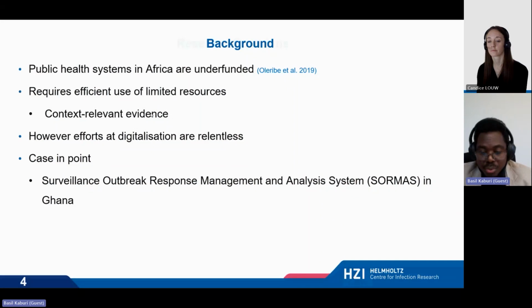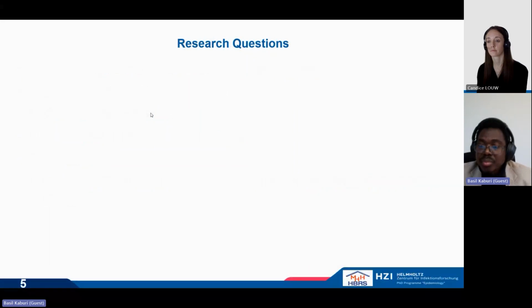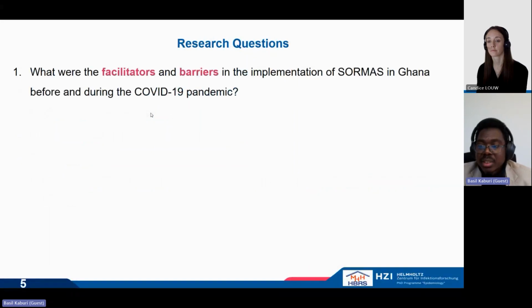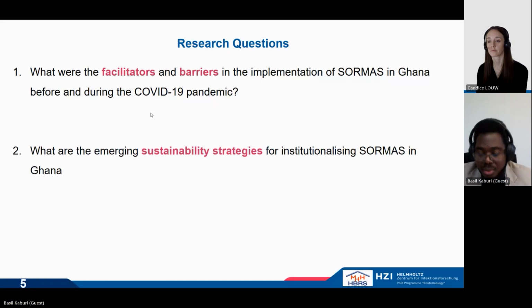So we sought to answer two main research questions. The first is, as captured in the title, on the facilitators and barriers before and during the COVID-19 pandemic. And the second is to solicit sustainability strategies from the perspectives of the stakeholders that we interviewed.